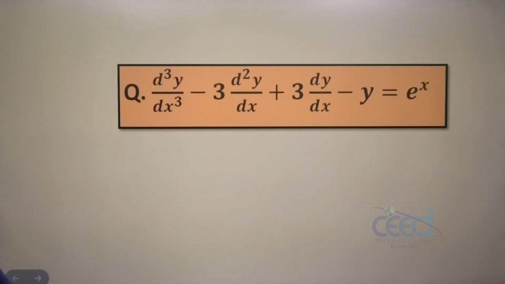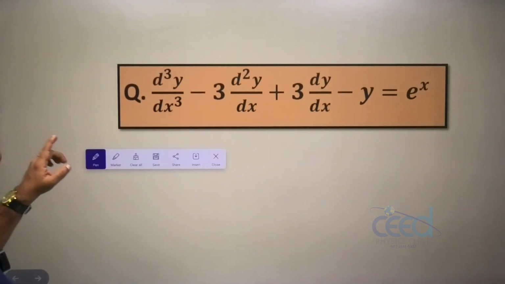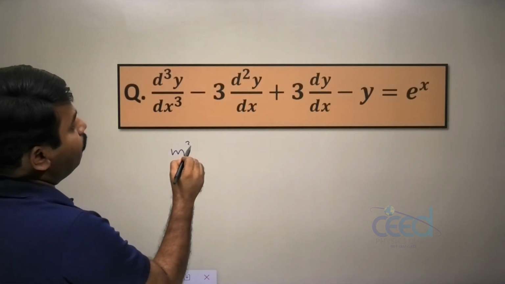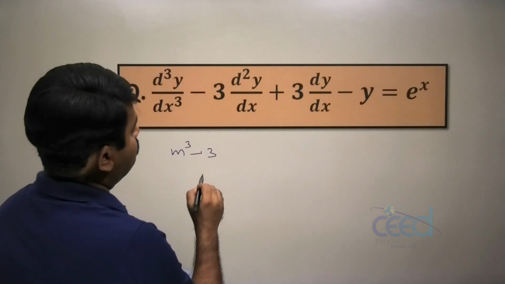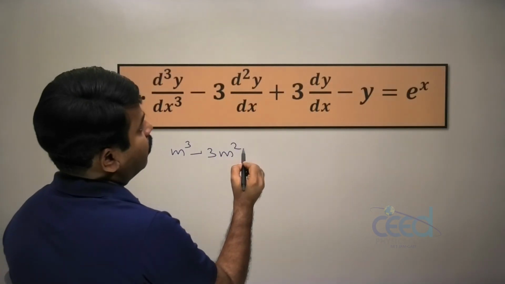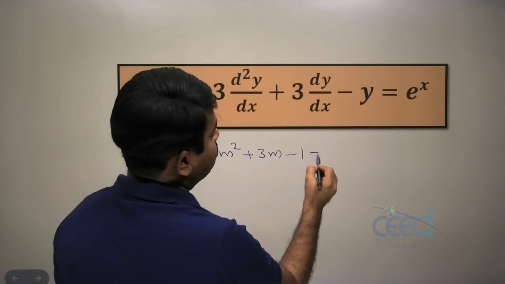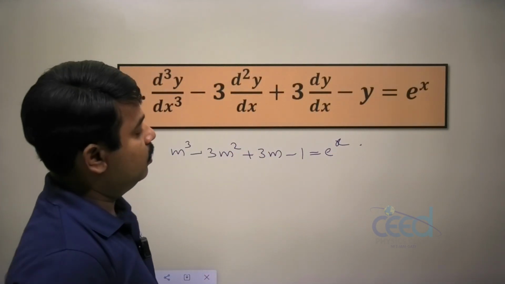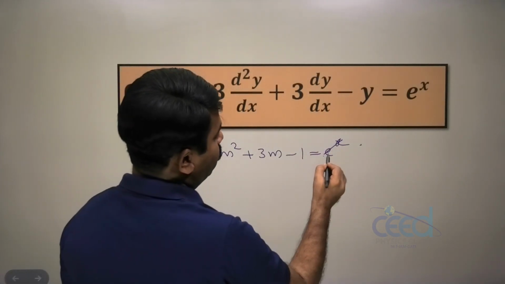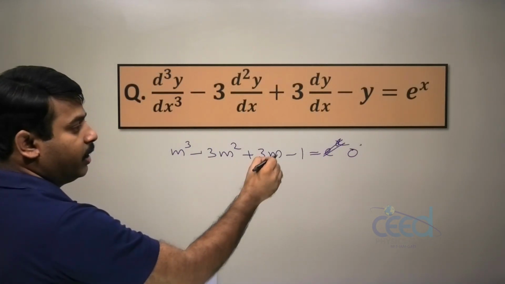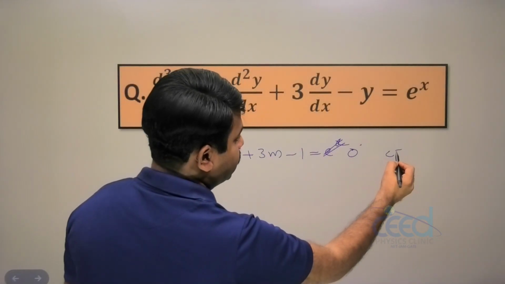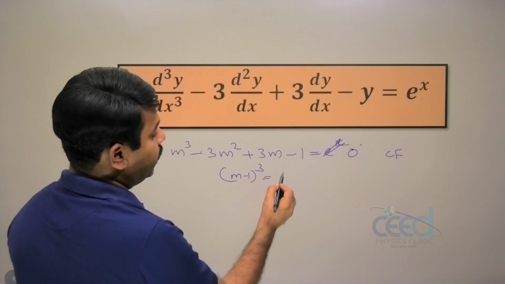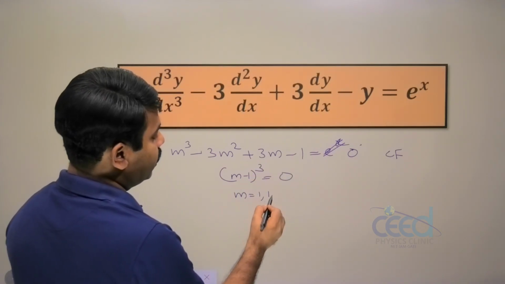See, here is one question. D cube, that is, m cube minus 3m square plus 3m minus 1 is equal to e raised to x. Right, the auxiliary equation. First I am equating this part to 0 to find the auxiliary equation and the complementary function. So this is m minus 1 whole cube equal to 0. Then m is equal to 1, 1, 1.